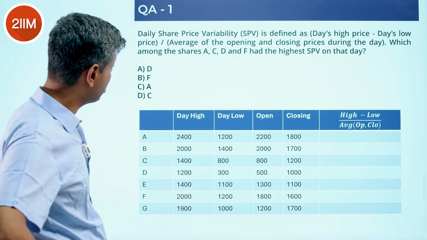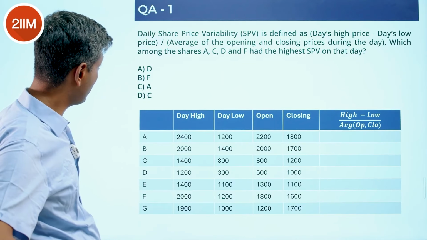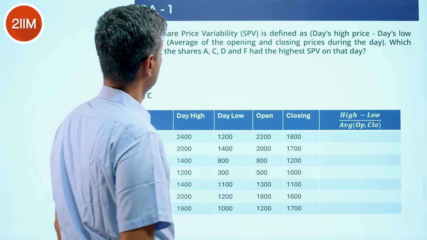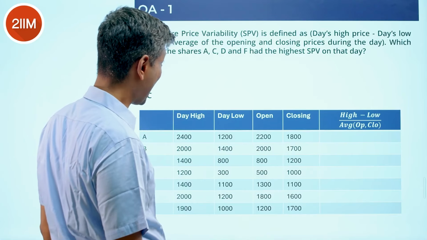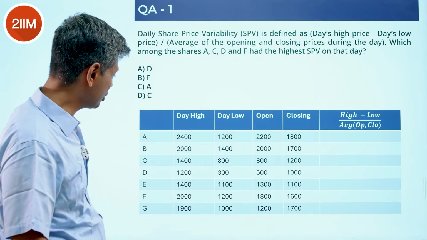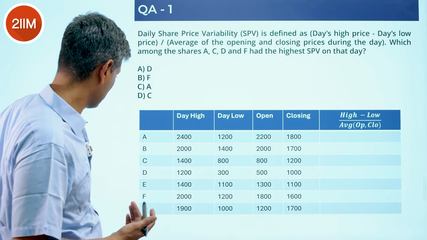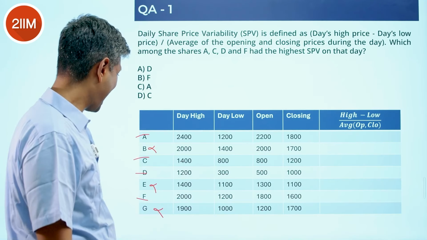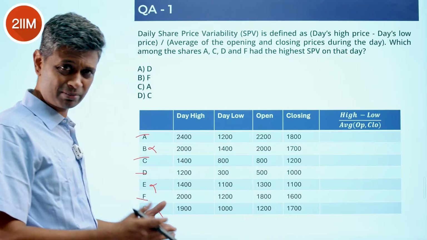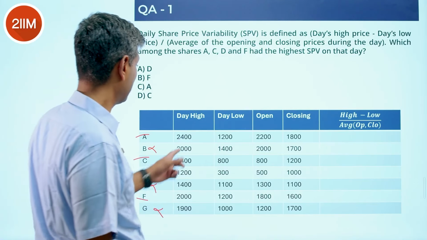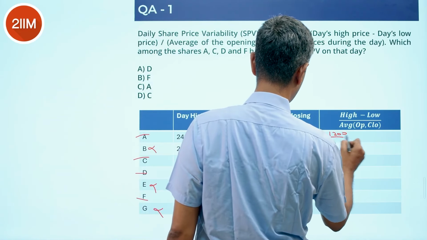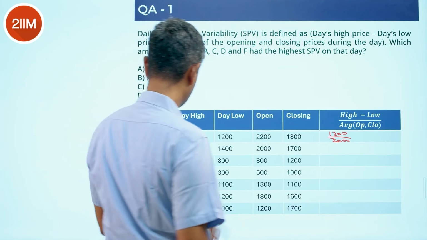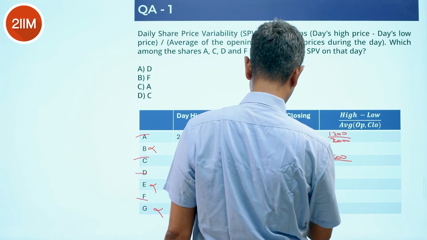Daily share price variability is defined as day's high minus day's low by average of opening and closing. Which among shares A, C, D and F had the highest SPV on that day? And average price being low, DF, AC, so I'm not going to do AC, DF, so I'm ignoring B, E, G. Wherever the average price is low, that's where my suspicion would go. Day high minus day low is 1200 by 2000. C would be day high minus day low is 600 by 1000.